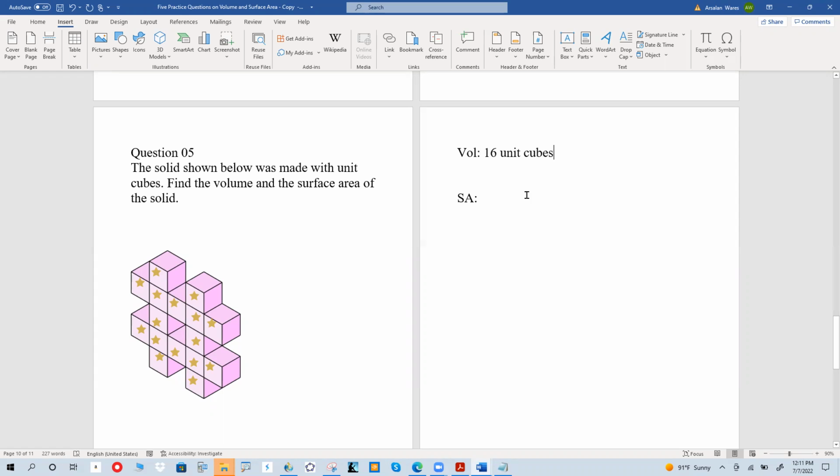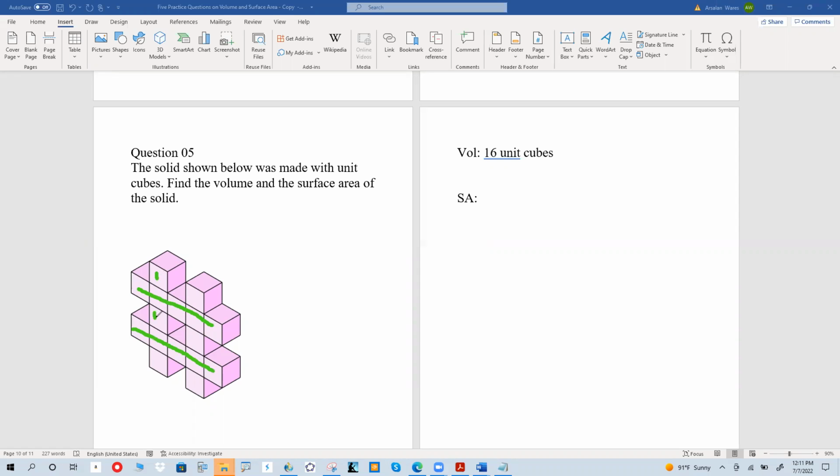Okay. Surface area is trickier. I have to count the number of unit squares on the surface. I have to account for everything. Okay. So actually, I shouldn't have erased my square. Well, I should have. So now we are counting the squares on the surface very carefully. Okay. I'm going to do it like this. The front, I have 5 here, 5 here, right?